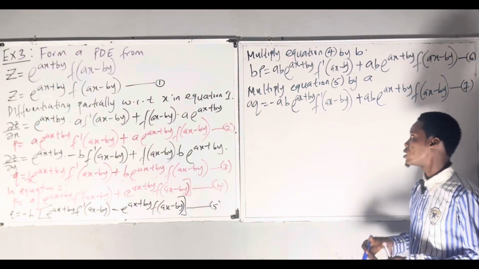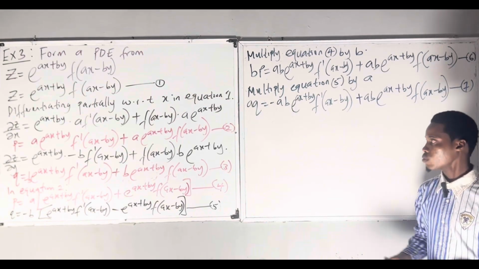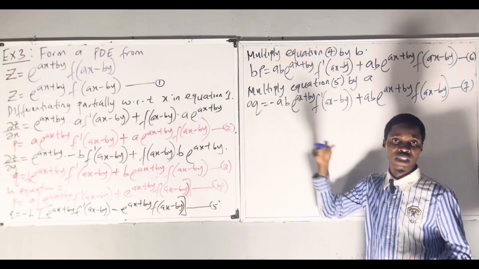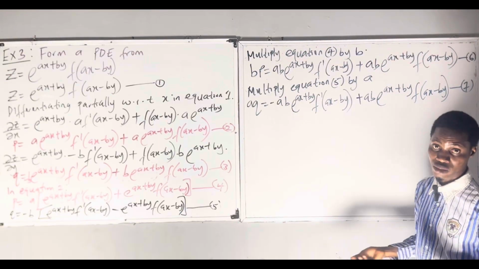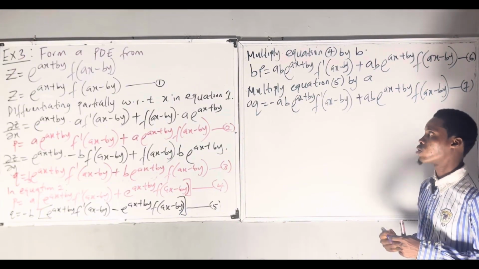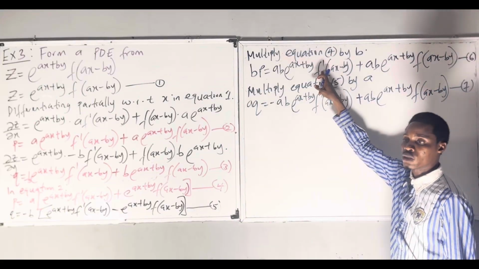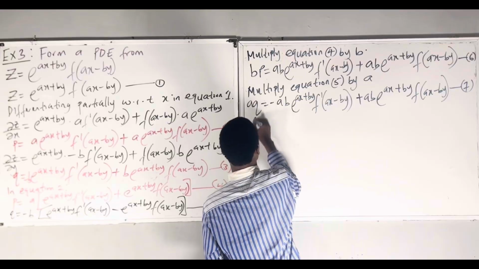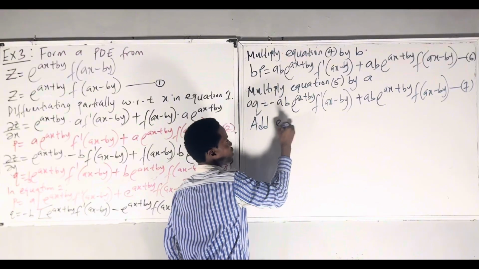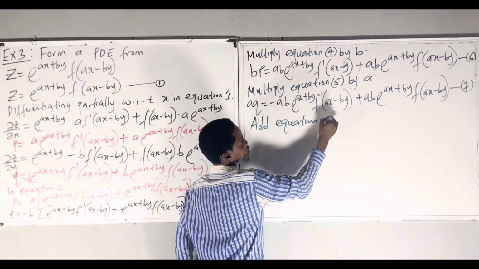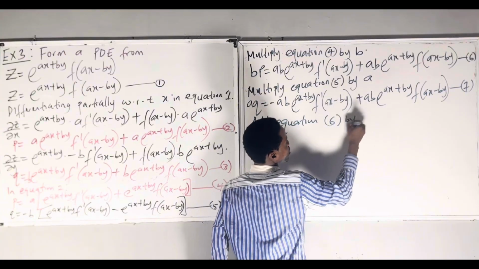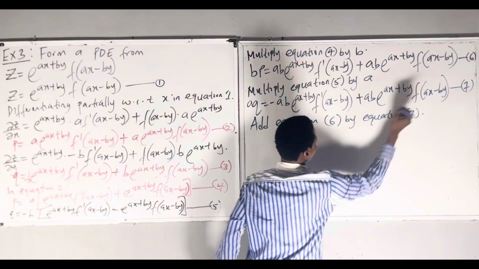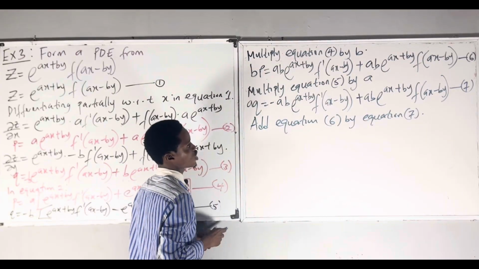But we are going to add what? Equation 6 to equation 7. This is positive and this is negative. If you add positive with negative, if they are the same, it's going to cancel out each other. So we can easily add positive with negative so that they are able to cancel out each other. Add equation 6 to equation 7.